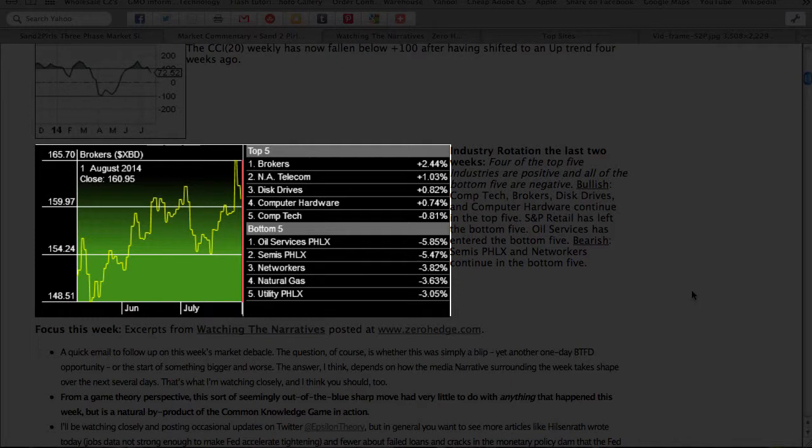Industry rotation, the last 2 weeks. 4 of the top 5 industries are positive, and all of the bottom 5 are negative. Bullish: CompTech, brokers, disk drives, and computer hardware continue in the top 5. S&P retail has left the bottom 5. Oil services has entered the bottom 5. Bearish: semis and networkers continue in the bottom 5.